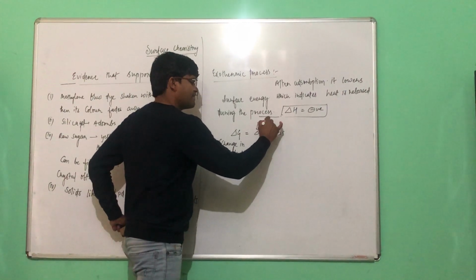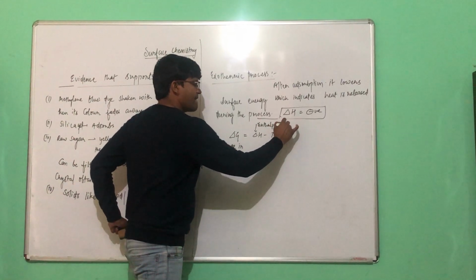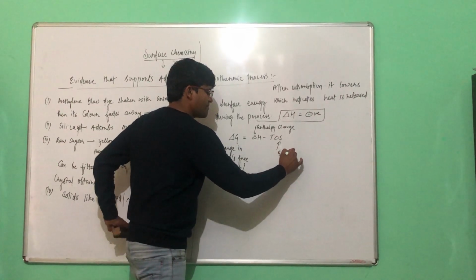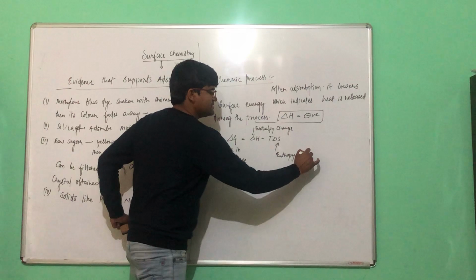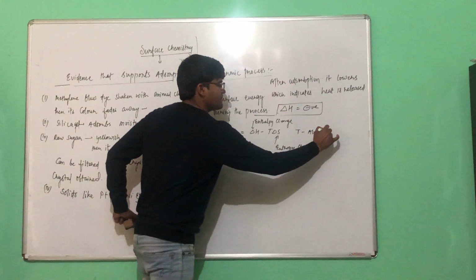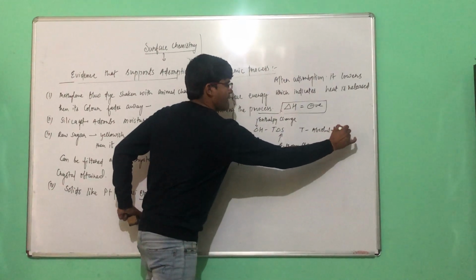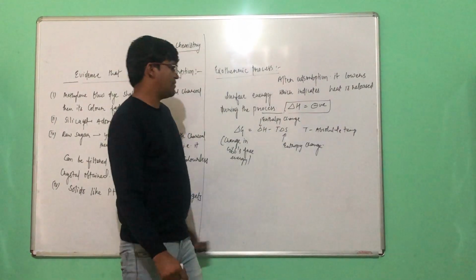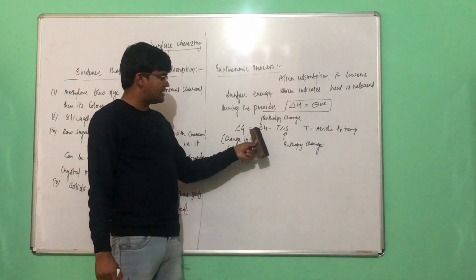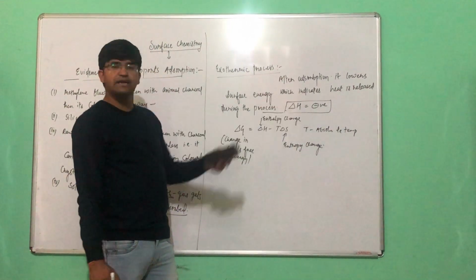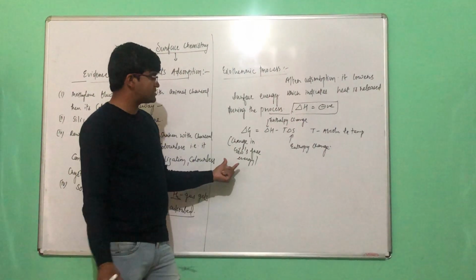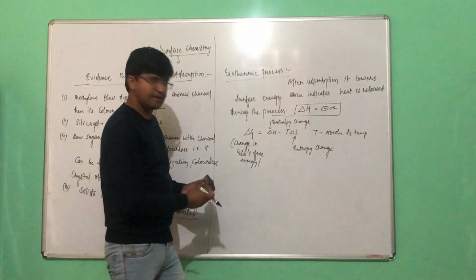Delta H is the enthalpy change, delta S is the entropy change, and T is the absolute temperature. The sign of delta H is already negative because it is an exothermic process. So for the adsorption process to be spontaneous, delta G should be negative.